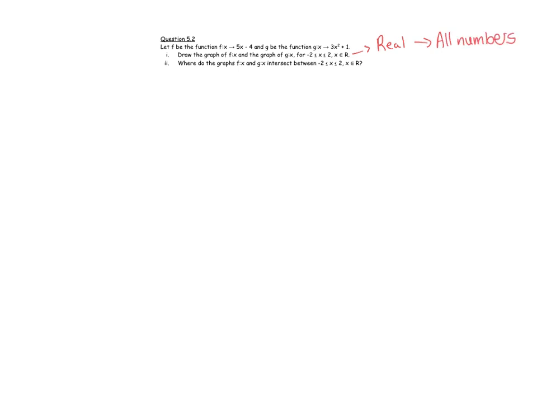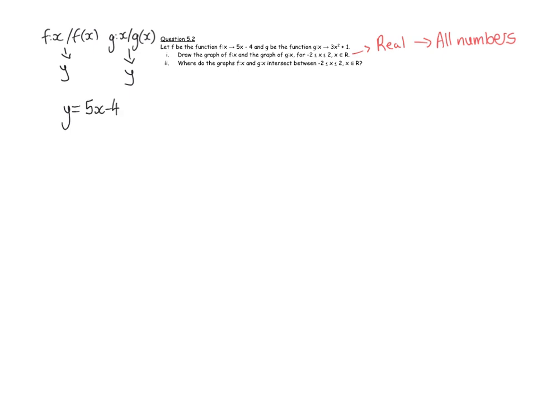So for the first part, we need to draw the graph of f(x) and g(x). So I'm going to start with f(x). Now we know that f(x), or if we had f of x, that stands for y, and the very same with g(x), or if we had g of x, that would stand for y too. So I'm going to rewrite f: x goes to as y is equal to 5x minus 4.